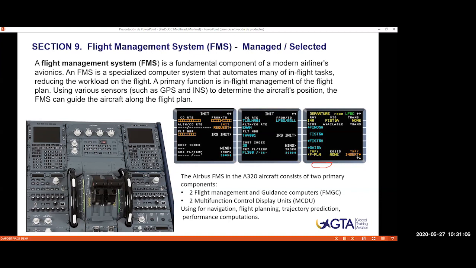What are the components of this flight management system? Remember that the flight management system is something that modern aircraft have, and they are specialized computers. So what are the components? First, we have two big computers that are identical. The name is Flight Management and Guidance Computer, FMGC.